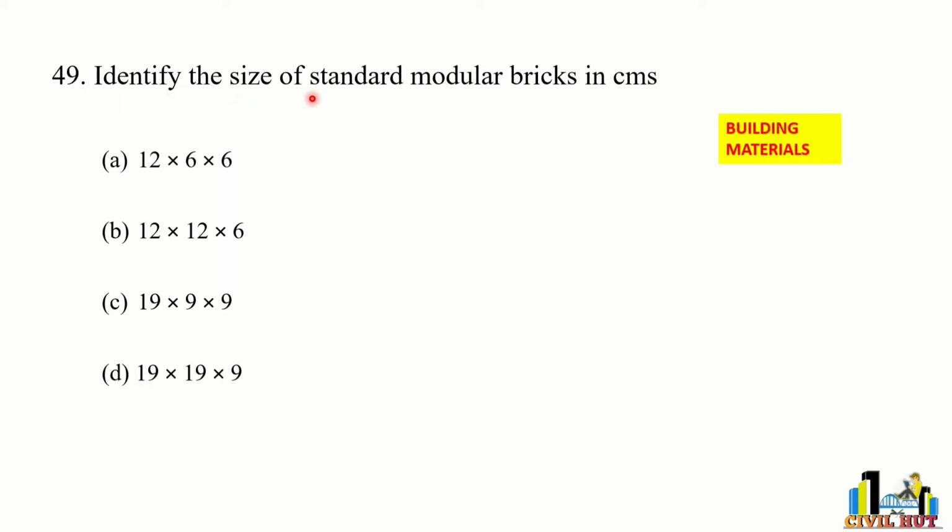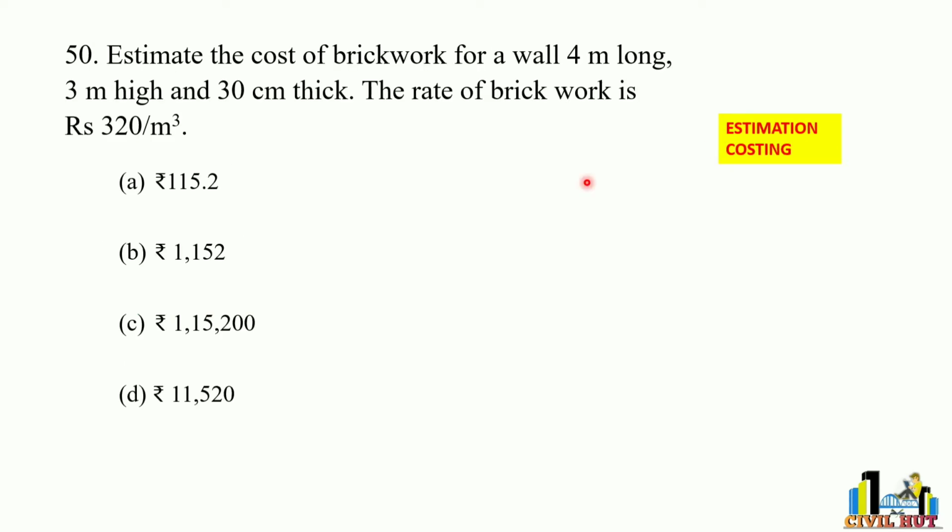Next question is the 49th question. Identify the size of standard modular bricks in centimeters. A. 12 by 6 by 6. B. 12 by 12 by 6. C. 19 by 9 by 9. D. 19 by 19 by 9. Our option is 19 by 9 by 9, which is the correct answer. Standard modular brick, building materials question. Next question is the 50th question.